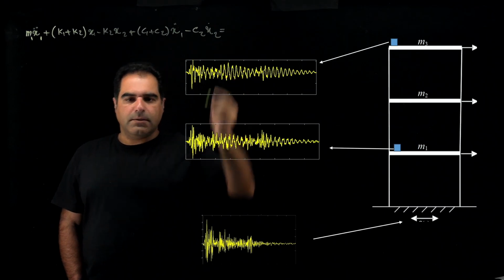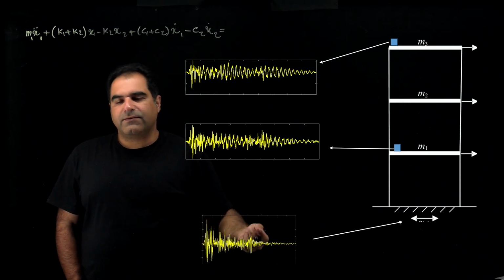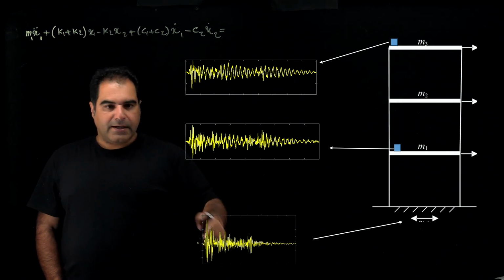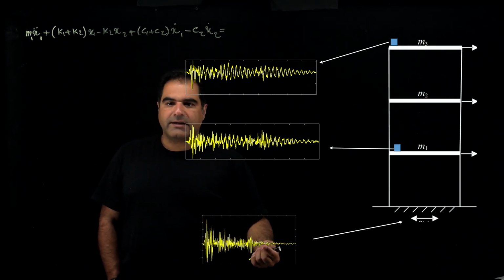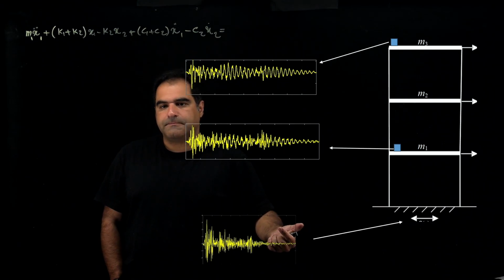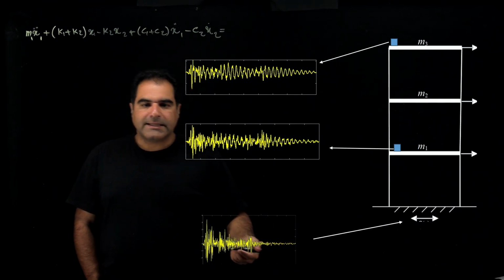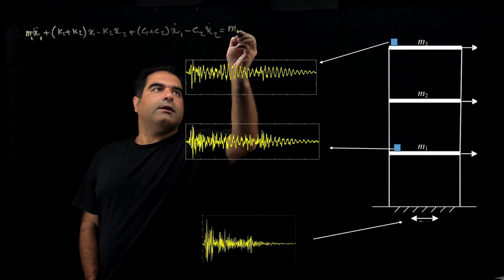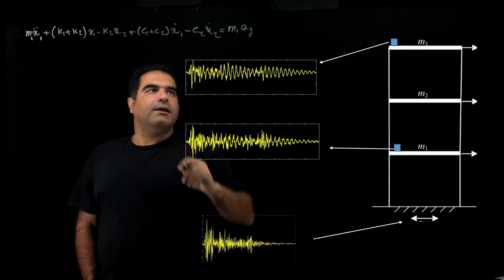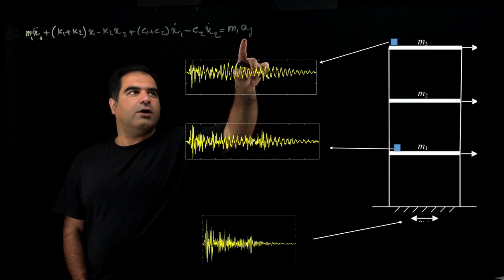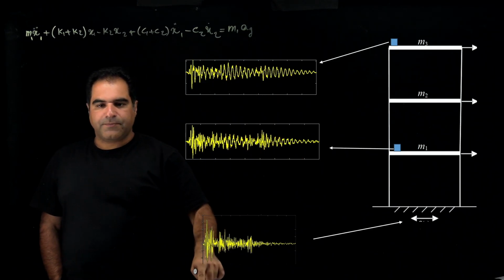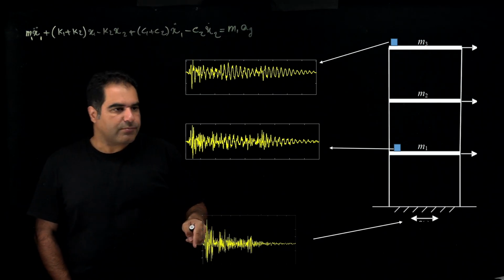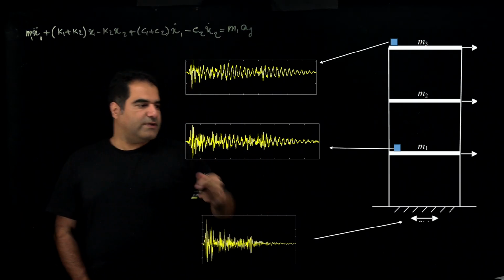Because this is recorded, for this case study I was using the history of an earthquake, El Centro, the earthquake history. Because this is the acceleration of the earthquake, I need to multiply it by the mass, which I call M1, the mass of floor 1, times Ag, which is the history of the earthquake. This is the equation for the first floor.